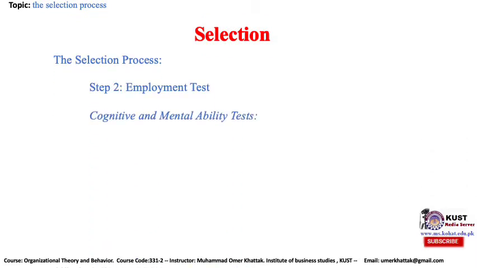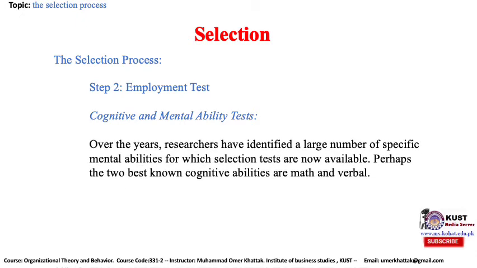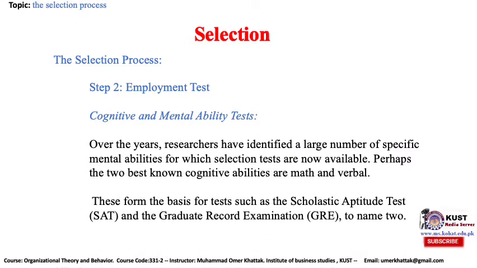Cognitive and mental ability tests. Over the years, researchers have identified a large number of specific mental abilities for which selection tests are now available. Perhaps the two best known cognitive abilities are math and verbal. These form the basis for such tests as scholastic aptitude tests and the Graduate Record Examination, to name two.